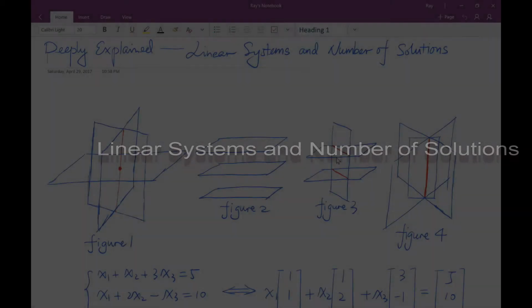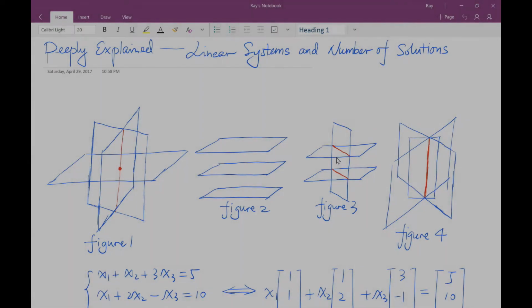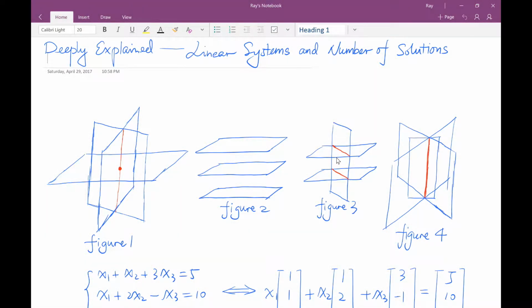In the previous video, we learned how to construct a hyperplane from a linear combination of vectors. In this video, we are going to use this knowledge to easily understand all the situations of linear system solutions.